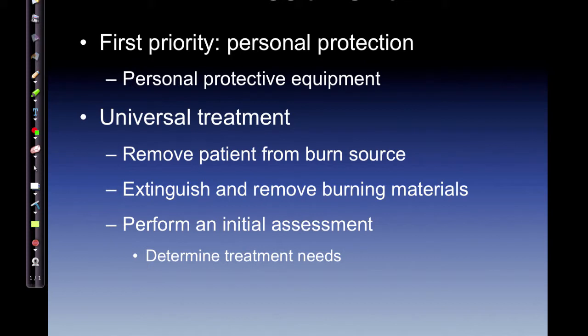Treatment, first priority is personal protection and personal protective equipment. The chemical stuff, we don't want to take any of that with us. Universal treatment: remove the patient from the burn source, extinguish and remove the burning materials, perform an initial assessment, including ABCs, and determine the treatment needs.